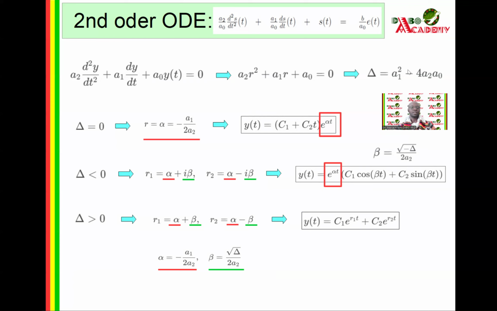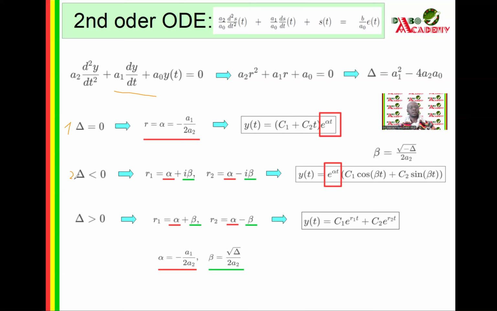So three cases are presented in general mathematics. The first case is, for example, this one, for a delta that is equal to 0. You have for your characteristic equation one double solution that is given by this expression here, and then the solution of your differential equation is given by an affine function of time times the exponential of alpha t.